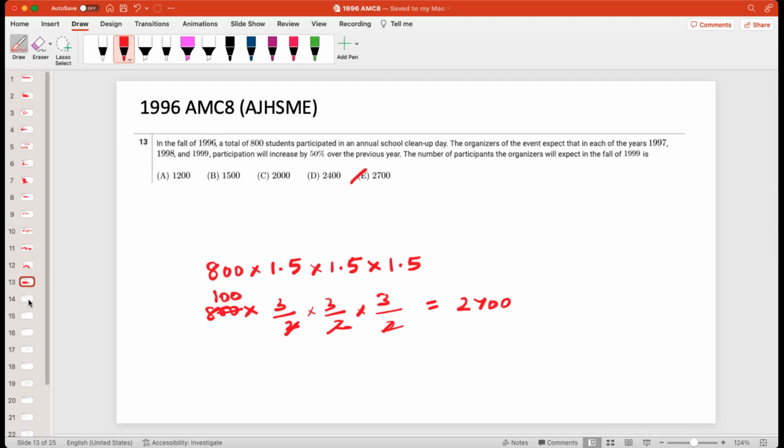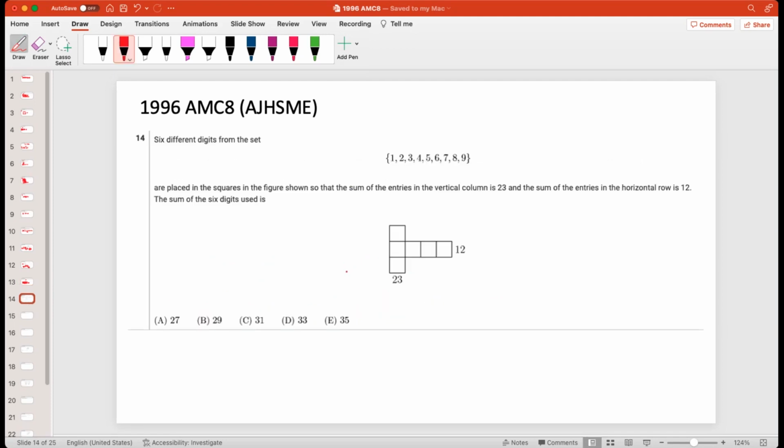Going to the next question. 6 different digits from the set 1 to 9 are placed in the squares in the figure shown, so that the sum of the entries in the vertical column is 23, and the sum of the entries in the horizontal row is 12. The sum of the 6 digits used is.